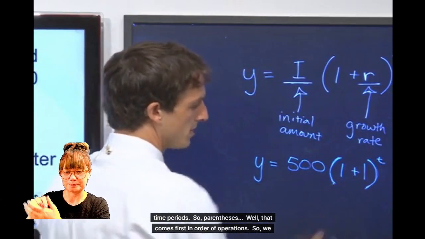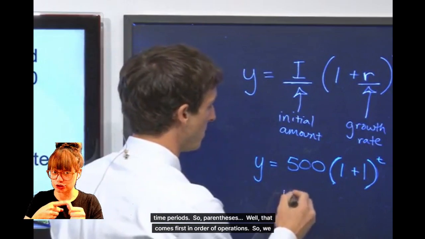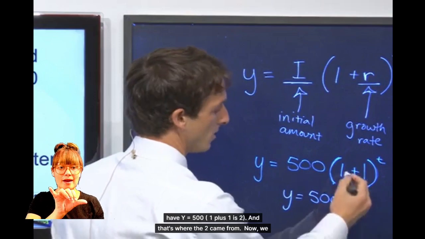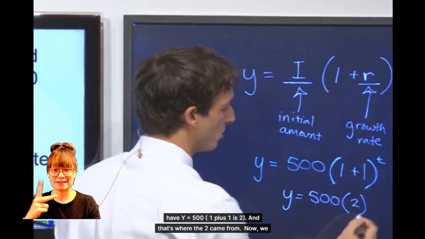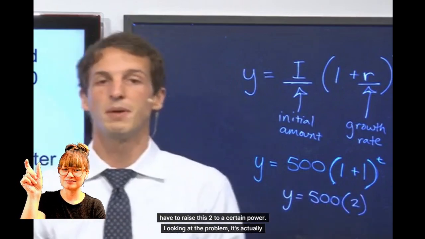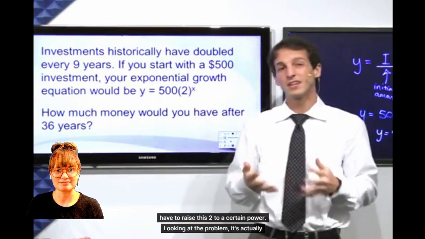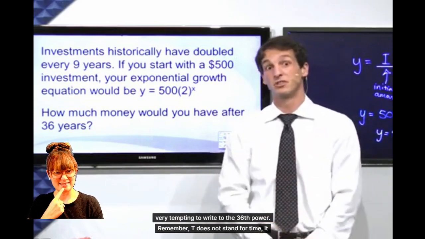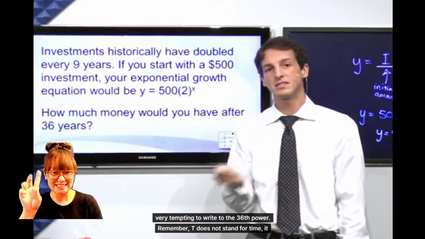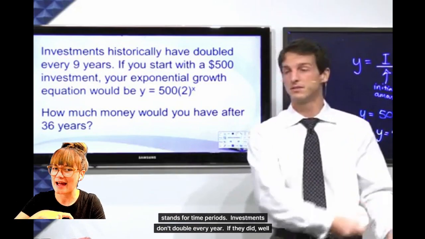So parentheses, well, that comes first in order of operations. So we have y equals 500. 1 plus 1 is 2, and that's where the 2 came from. And now we have to raise this 2 to a certain power. Now looking at the problem, it's actually very tempting to write to the 36th power. But remember, t does not stand for time, it stands for time periods.